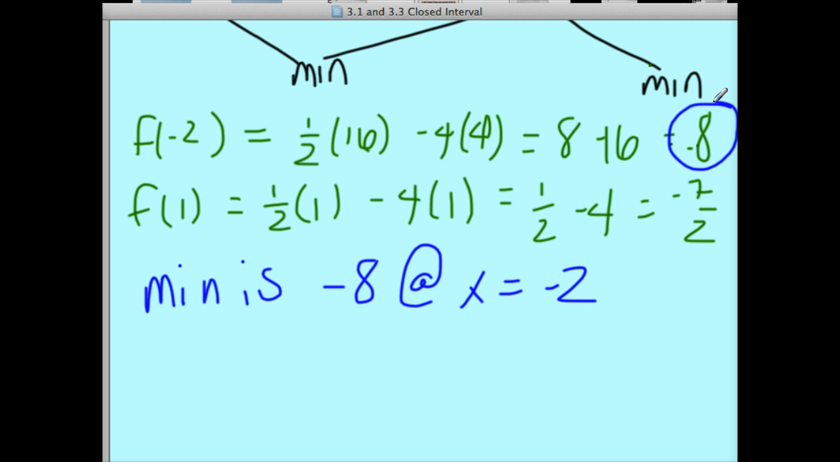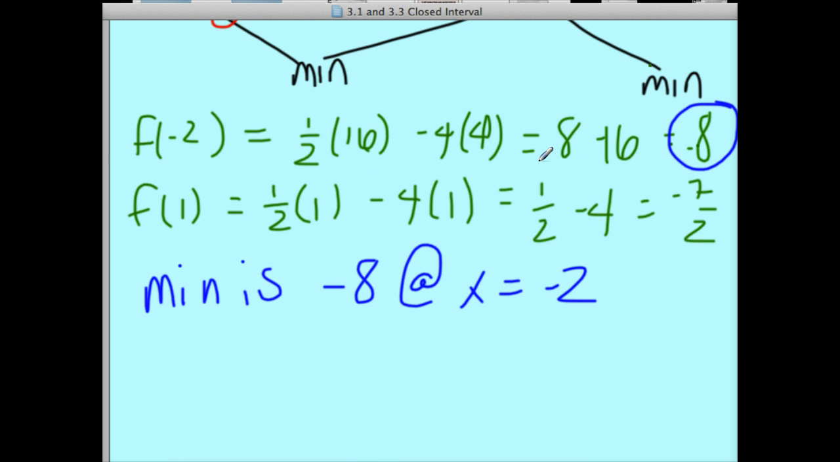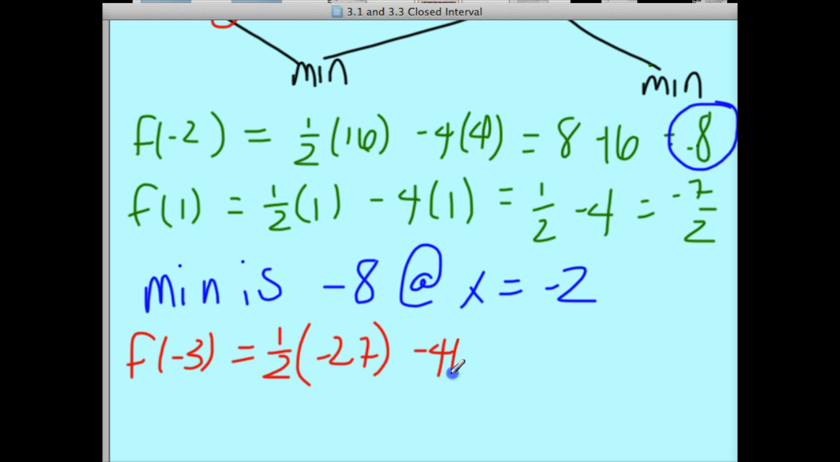To find our maximum, we find our other 2 values, and so in this case, we see that this up here is a maximum at -3, and this right here is also a maximum, but I have to find which one is the absolute maximum. So f of -3 is equal to 1/2 times negative 3 to the third is negative 27 minus 4 times negative 3 squared is 9.